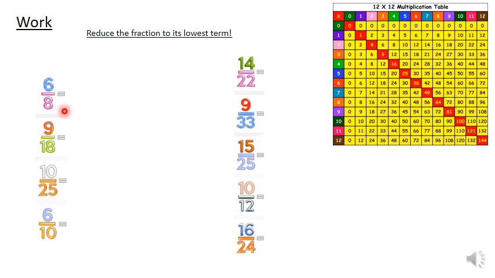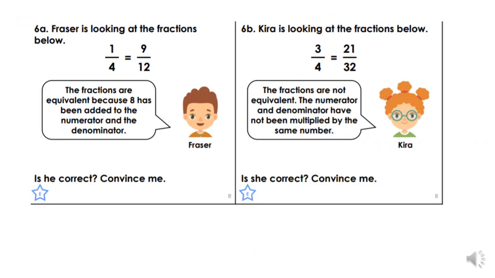Okay, I've put the multiplication grid over here to support you with your learning for today. Okay. These word problems are about finding equivalent fractions, whether you're multiplying or dividing. So it's putting everything you've learned over the past couple of days into practice.